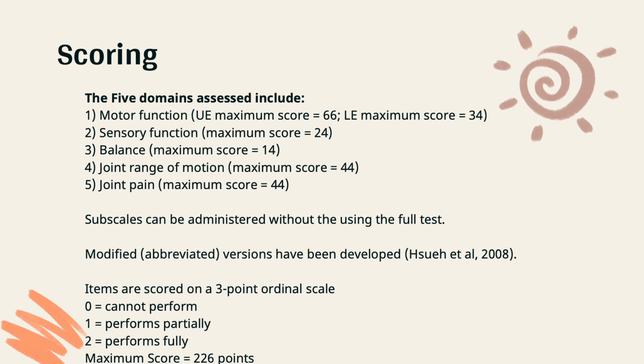So there are 5 domains assessed, and they include motor function, sensory function, balance, joint range of motion, and joint pain. In the upper extremity, we don't focus on balance, but the subscales can be administered without using the full test. So items are scored on a 3-point ordinal scale, and 0 means that they cannot perform, 1 means they perform partially, and 2 means they perform fully.